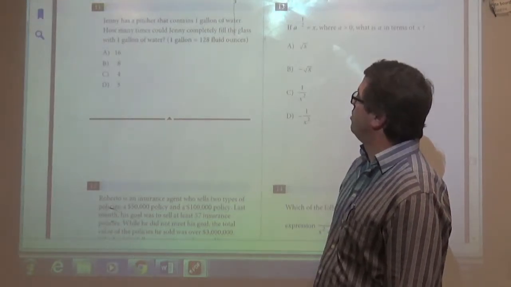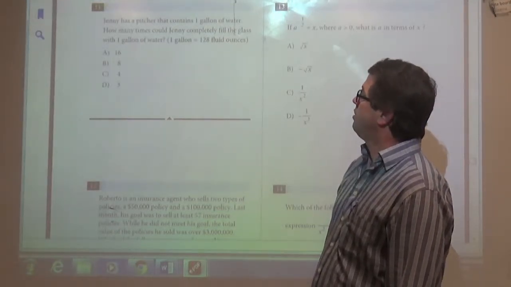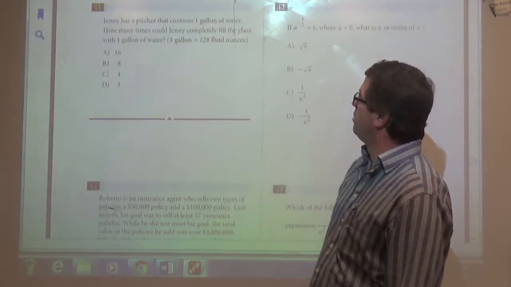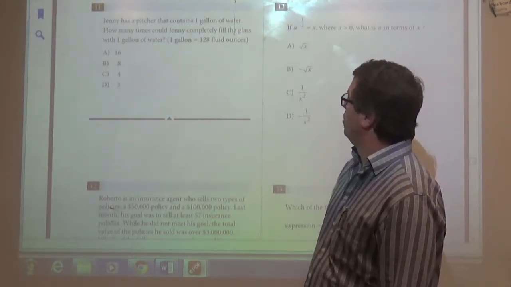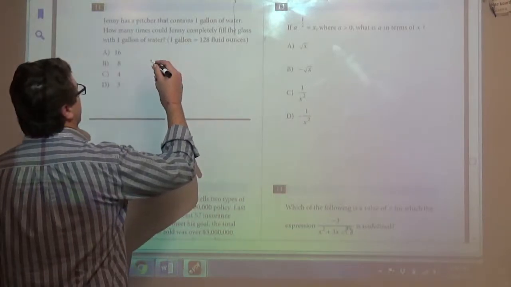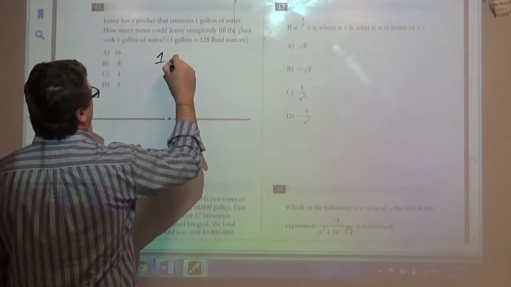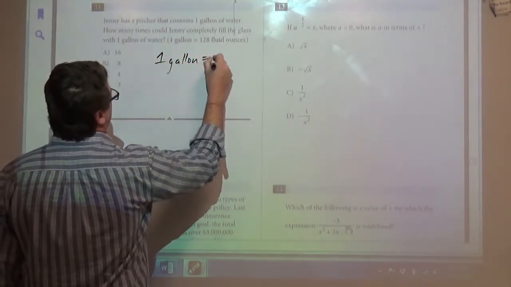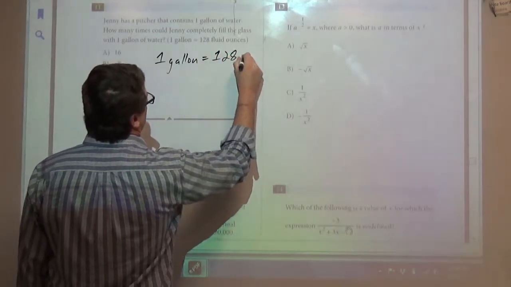Jenny has a pitcher that contains 1 gallon of water. How many times could Jenny completely fill the glass with 1 gallon of water? So 1 gallon equals 128 ounces.